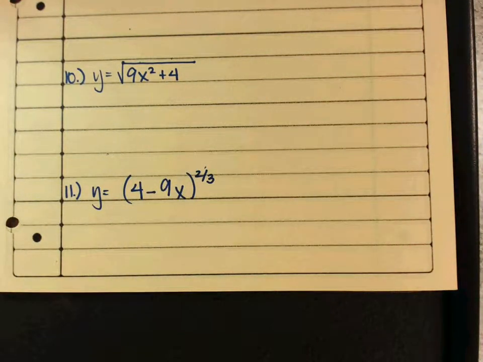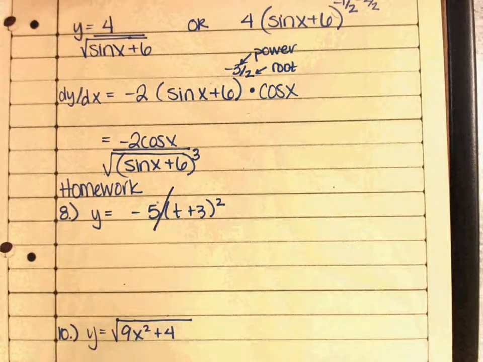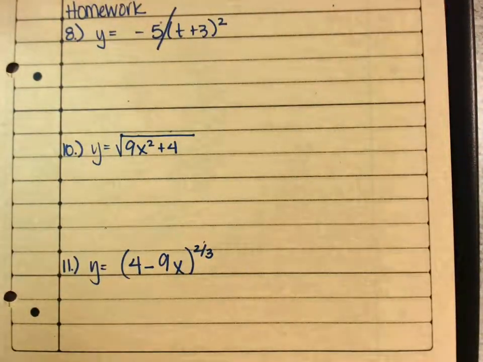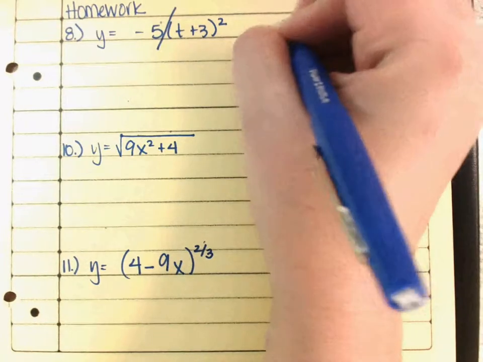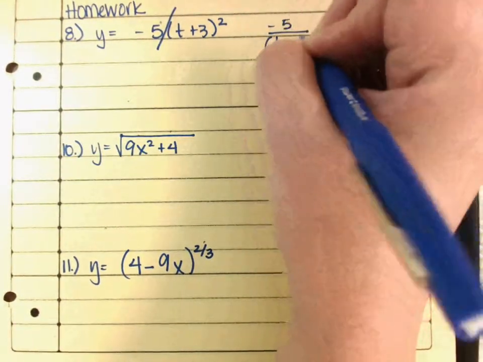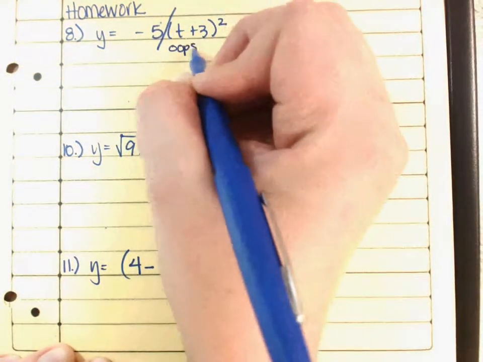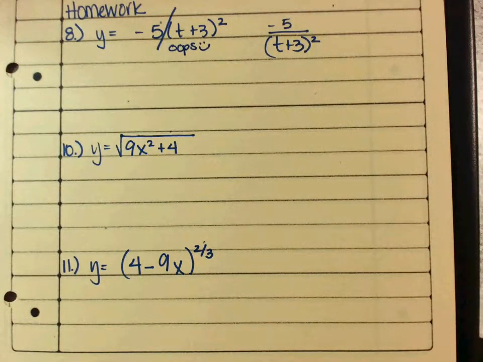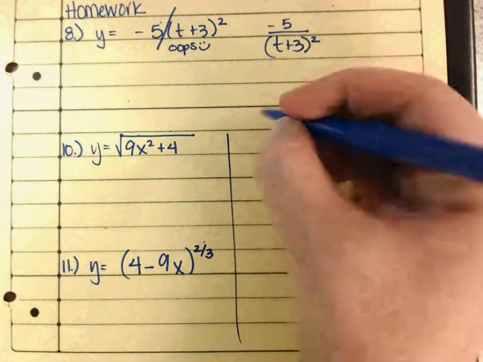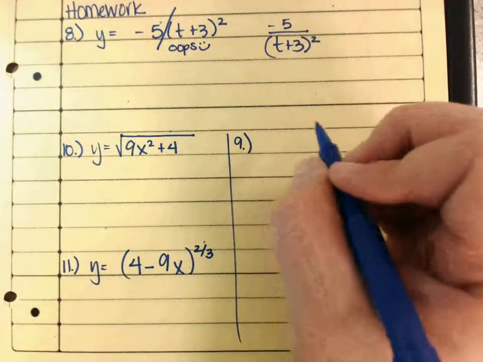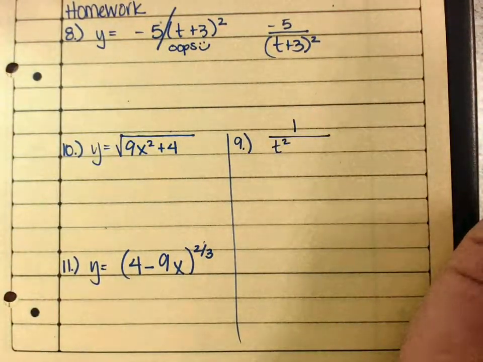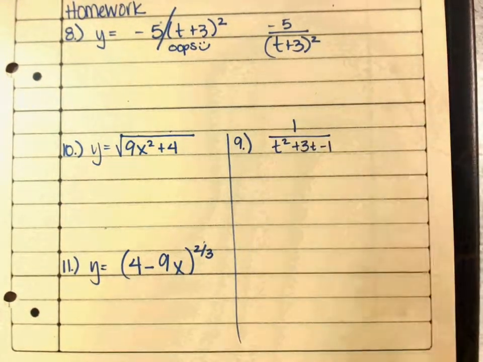Okay. Yeah. Number 8 is 5 over t. Oh, I see why. Okay, you're right. It is 5 over. I didn't know what you were talking about, but now I do. It's 5, my bad. I did write it wrong. Over, and then t plus 3 squared. Thank you for fixing that. Okay. All right. Do those 3. I'm going to also write number 9 up here. If you finish those easily, try number 9. 1 over t squared 3t minus 1.